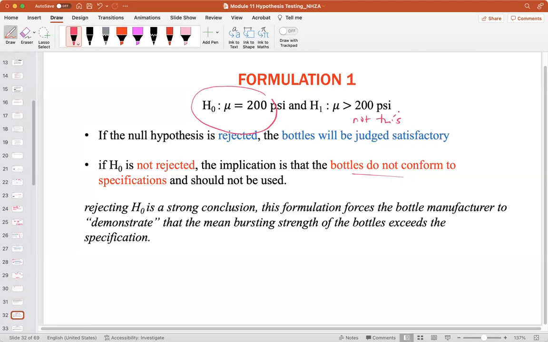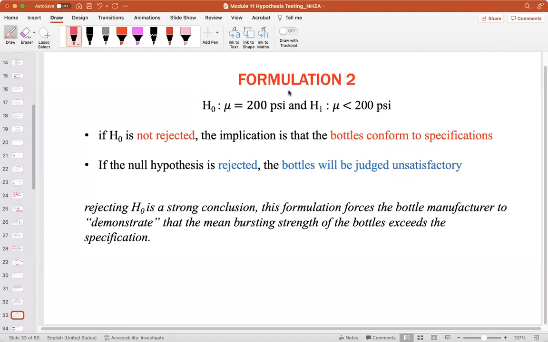Just bear with me first on this one, okay? If we are choosing this, it means it is not this. Therefore, we cannot use the bottles, even though it is equal to 200, because it will also be possible that it is less than 200. Bear with me on this one, I know it's a little bit confusing.